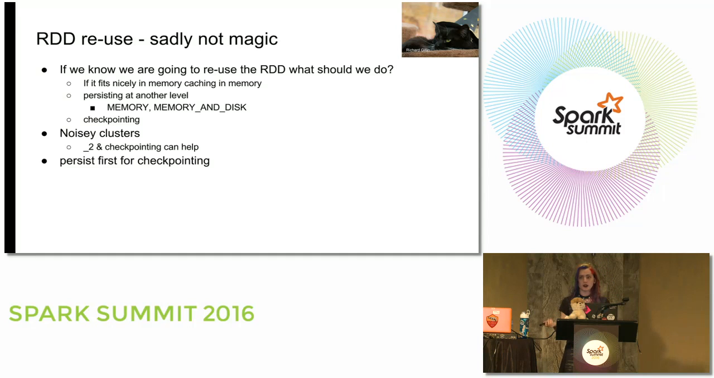And if you're going to checkpoint, always definitely call persist first, because if you just call checkpoint and then proceed onwards, it'll write all the data out to persistent storage, and then read all the data back in from persistent storage, even if you didn't lose any executors. So definitely cache it first so that you don't have to always read it back in. You'll only read it back in if you lost some executors.